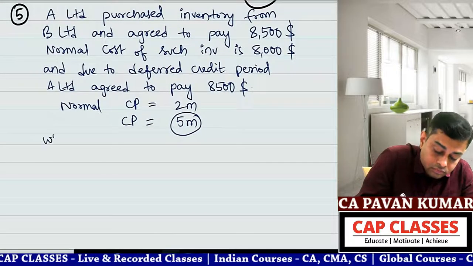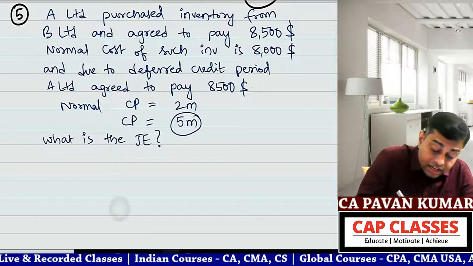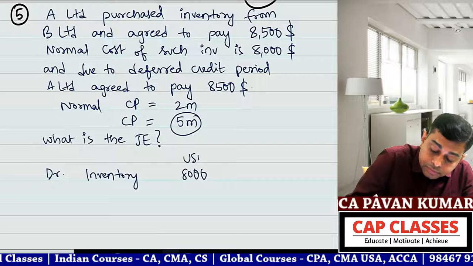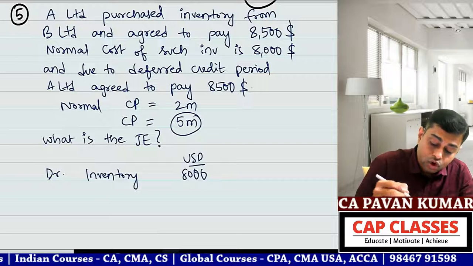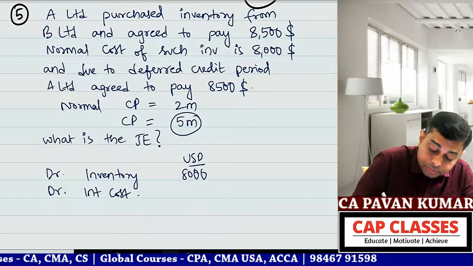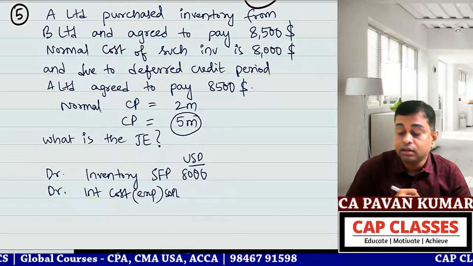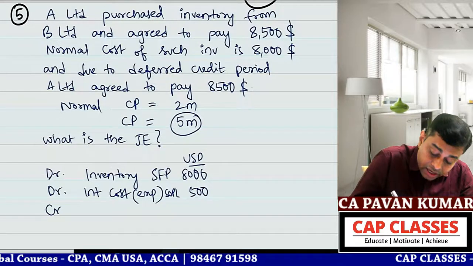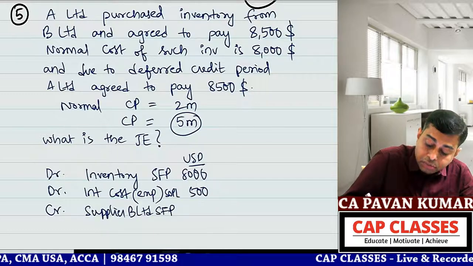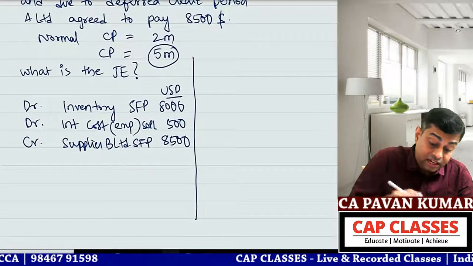Tell me. What is the accounting? Okay. Can I write debit inventory $8,000? Okay, debit finance cost, interest cost, expense to P&L. So this goes to statement of financial position, this goes to SOPL, statement of P&L. 500, credit, supplier B, goes to statement of financial position, 8,500. Is this the journal entry? This is what you feel is correct. This is my journal entry 1.